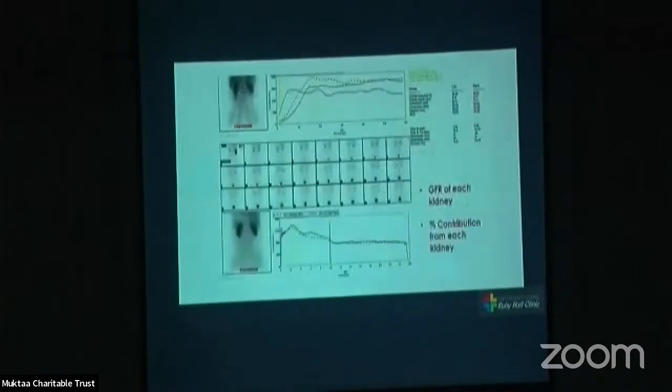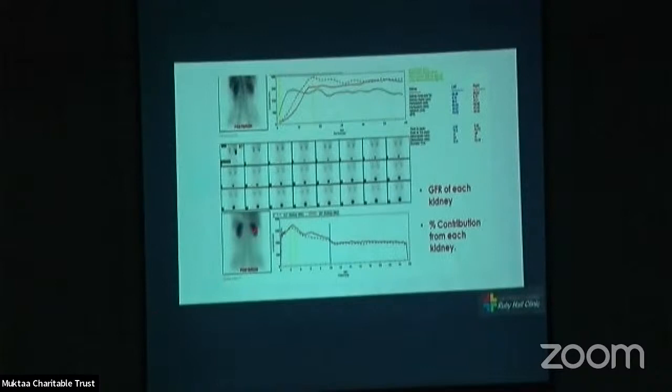For example, this is a useful investigation which you can ask your patient, finding the patient's GFR of kidneys. This is very quantitative information which will come from a simple test like a renogram.